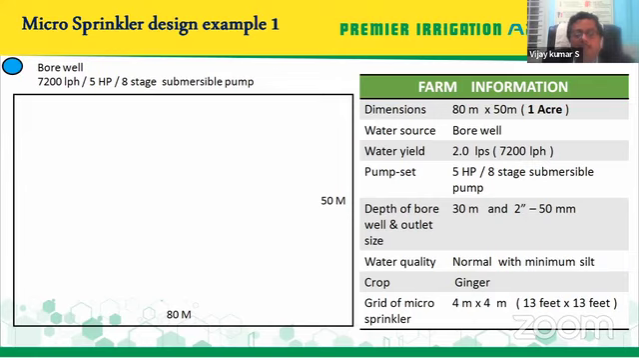I now have to decide what should be the grid of the micro sprinkler. I showed you the various combinations: 3 meter by 3 meter, 3.5 by 3.5 meter, and 4 meter by 4 meter. For the sake of easy design, okay, the soil is a sandy loam, and I would like to have adequate overlap. But generally, a head-to-head overlap is considered. So I am taking a grid spacing of 4 meter by 4 meter.